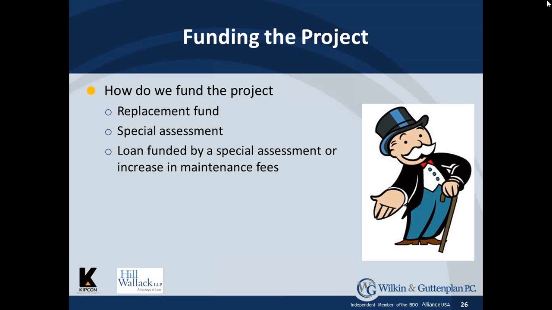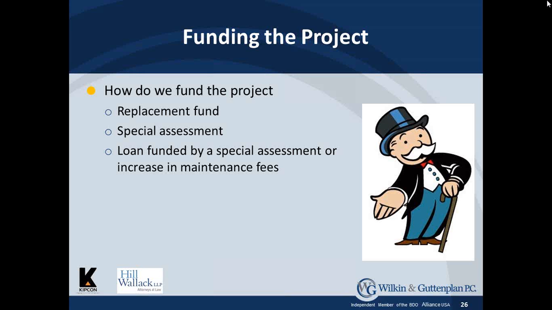So the loan is funded by a special assessment or an increase in maintenance fees. If you have an increase in the maintenance fees, some associations decide to keep that increase going even after the project is done, so that you fund the replacement fund at a higher amount, so that in the future you do not have to deal with a situation like this.